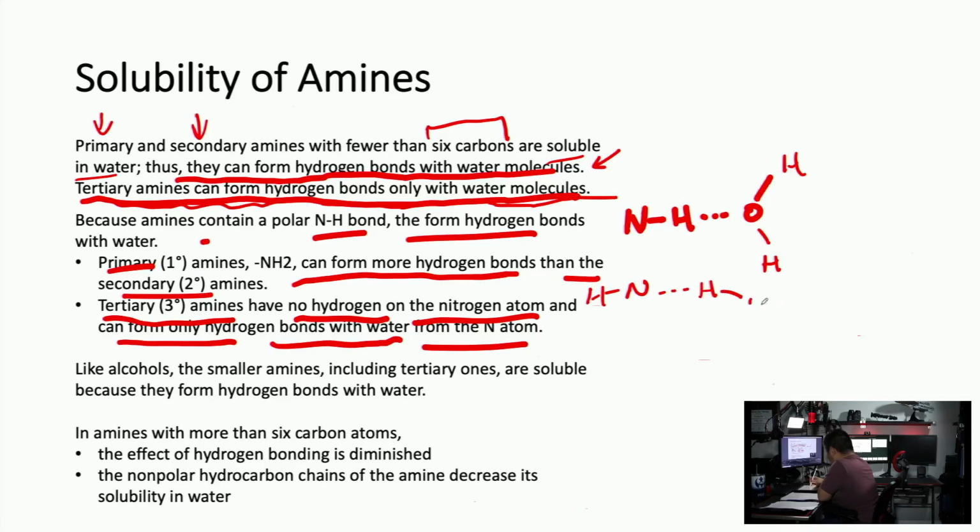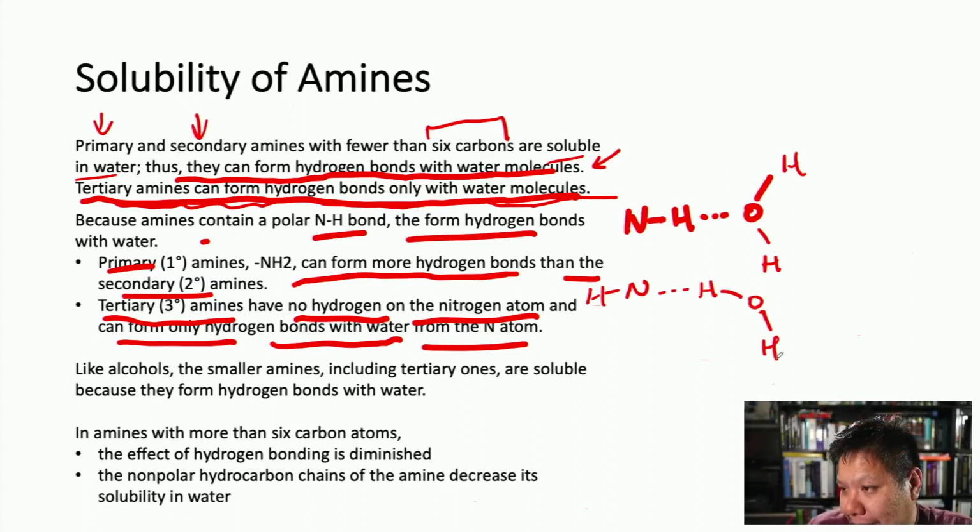Like that. So that's what tertiary amines cannot do. Primary and secondary amines can do it, right? Because they have at least one hydrogen there to form a hydrogen bond both ways with water or any other hydrogen bonding capable molecule.